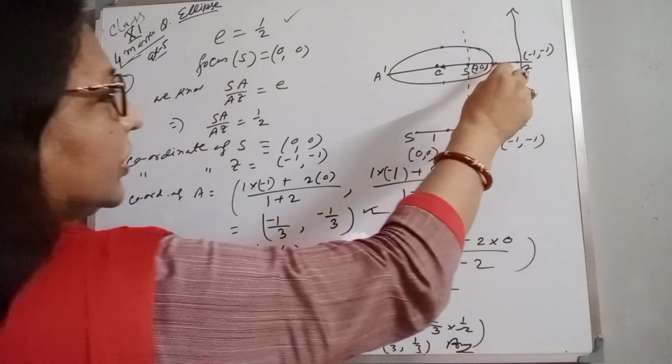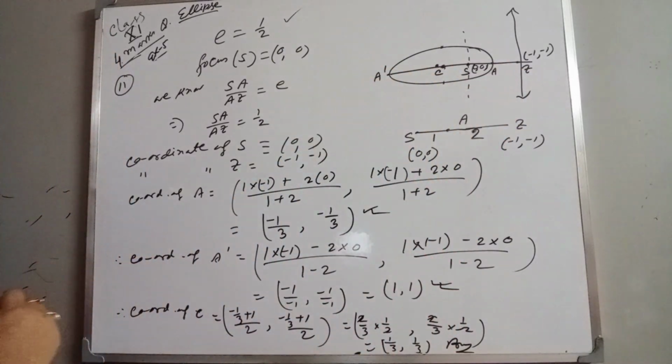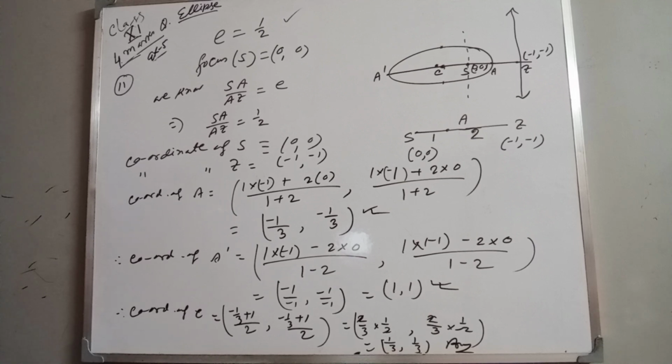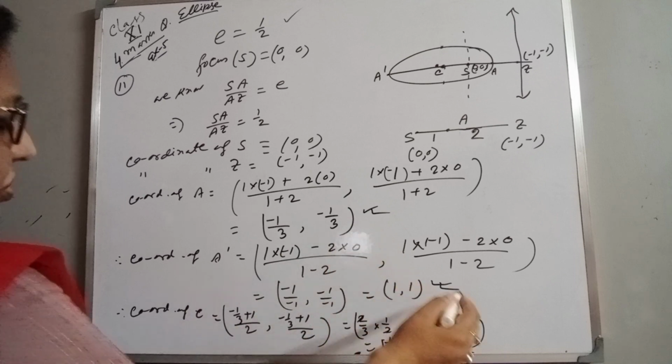So when we know the coordinate of A, similarly we can find the coordinate of A dash also. How? Because A divides the line segment SZ internally, A dash will be divided externally. So it is (mx2 minus nx1) by (m minus n), (my2 minus ny1) by (m minus n). After this calculation, it is coming 1, 1.